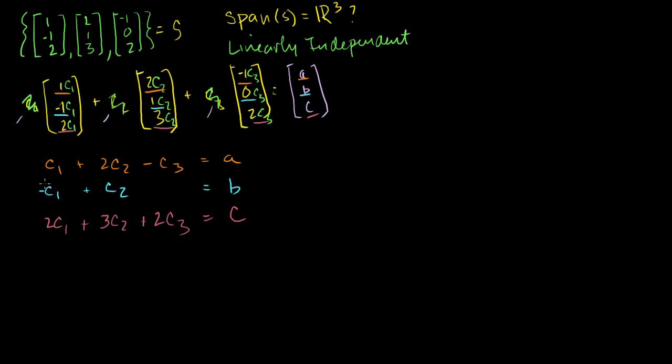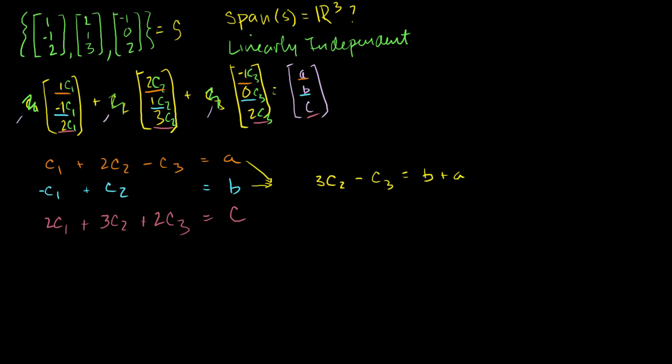So if I want to eliminate this term right here, what I could do is add this equation to that equation. Or even better, I can replace this equation with the sum of these two equations. So let me do that. I'm just going to add these two equations to each other and replace this one with that sum. So minus c1 plus c1, that just gives you 0. Then c2 plus 2c2, that's 3c2. And then 0 plus minus c3 is minus c3. Minus c3 is equal to, and I'm replacing this with the sum of these two, b plus a.